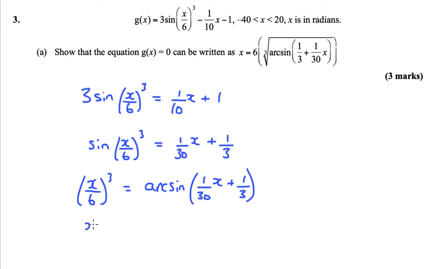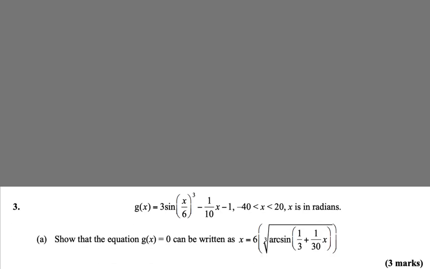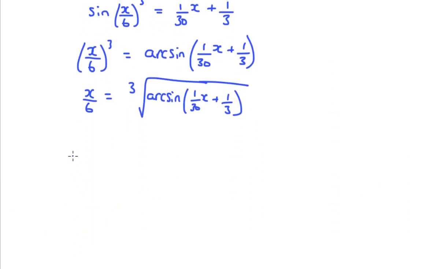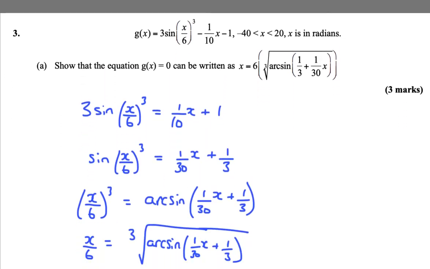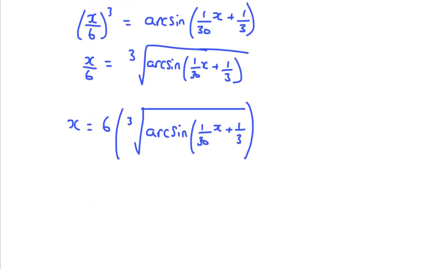Then I'm going to cube root. And then times by 6. So x is equal to 6 lots of the cube root of the arc sine of a 30th x plus a third, which is what they had in their question. We've got exactly the same thing there.